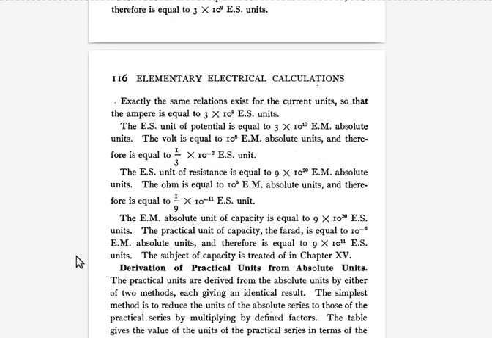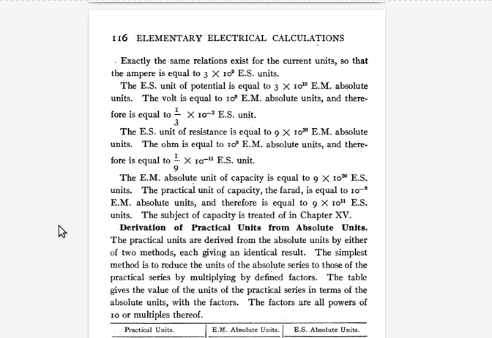Exactly the same relations exist for the current units, so that the ampere is equal to 3 times 10 to the 9th ES units. The ES unit of potential is equal to 3 times 10 to the 10th EM absolute units. The volt is equal to 10 to the 8th EM absolute units, and therefore is equal to 1/3 times 10 to the negative 2nd ES unit. The ES unit of resistance is equal to 9 times 10 to the 20th EM absolute units. The ohm is equal to 10 to the 9th EM absolute units, and therefore is equal to 1/9 times 10 to the negative 11th ES unit.